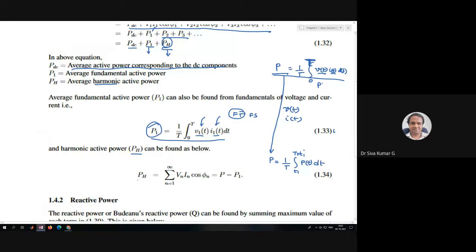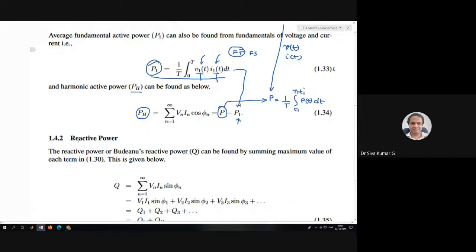I have just given how to find out the harmonic power. Once you find the fundamental power, by extracting the fundamental voltage and fundamental current, we calculate this power also. This power is found with this equation, and the total power with this equation. Then we can find out the harmonic power. Okay.